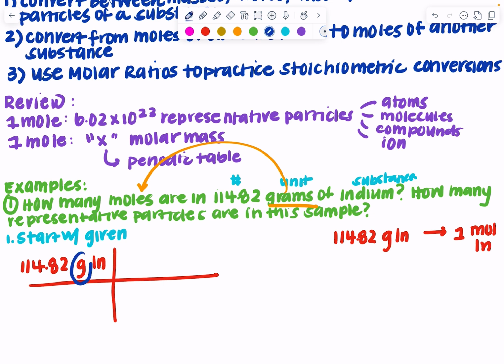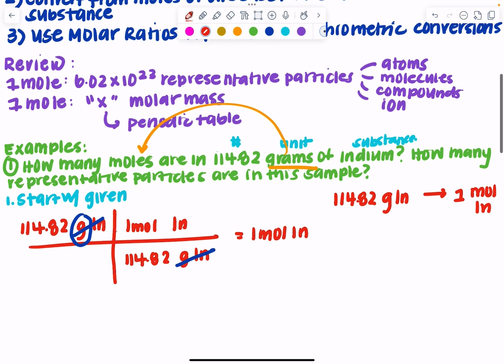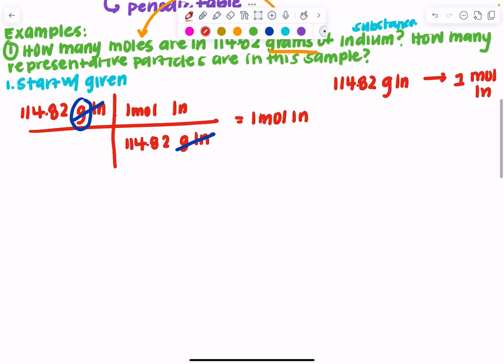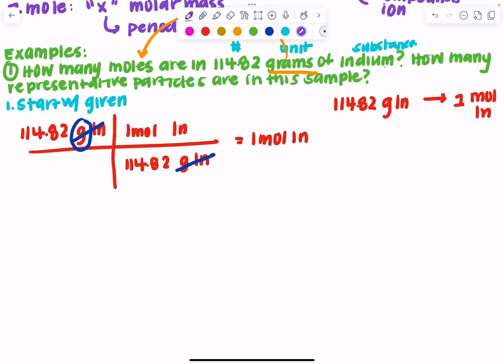My grams are on the top here, and I want to get rid of them, which means I have to put grams on the bottom. Okay? We're just going to put our conversion factor in this dimensional analysis table. And I'm going to put 1 mole on top, because that's what I want to end up with. Okay? 114.82 divided by 114.82, we have 1 mole of indium. Okay? First question is done.